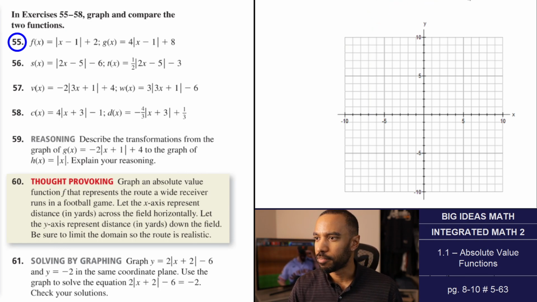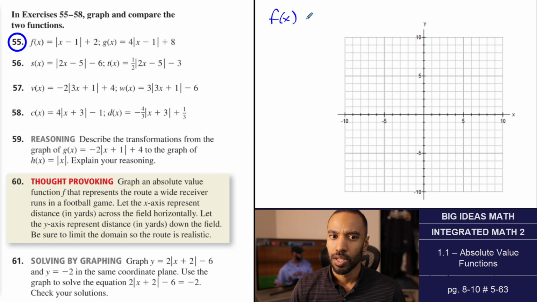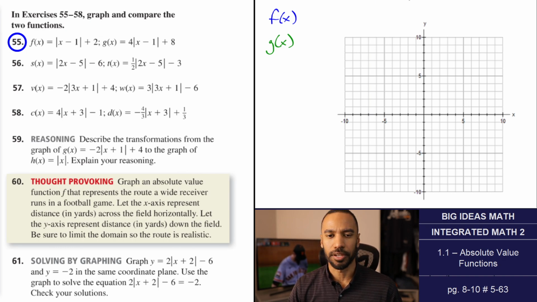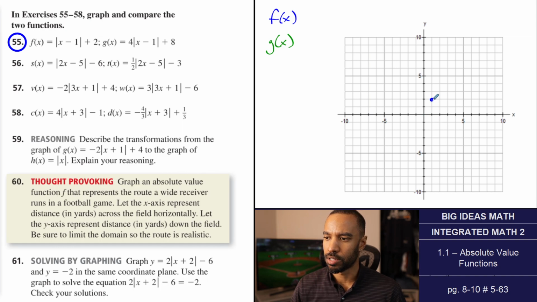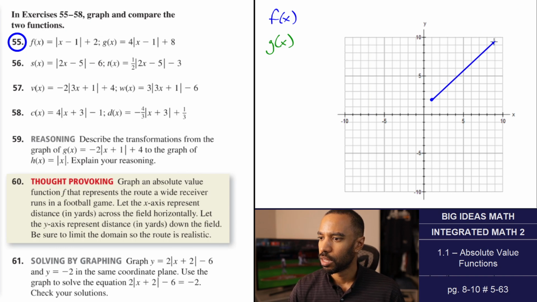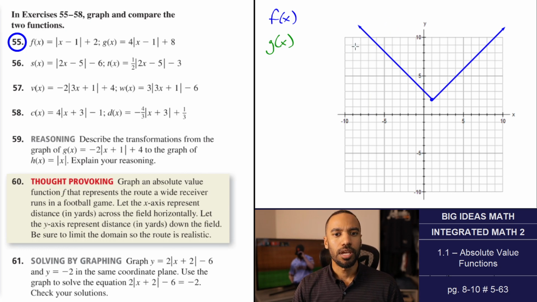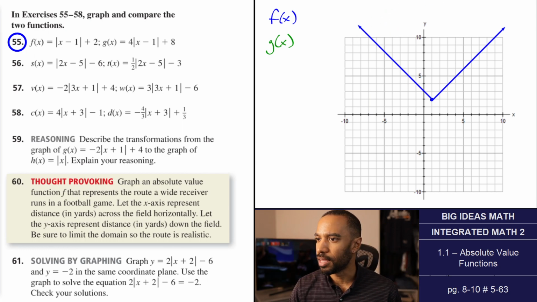Some do. All right. F of x, g of x. You can see their colors. The absolute value of x minus 1, plus 2. So 1, 2 is the vertex, and we will go up 1 over 1 like so. Okay. G of x, 1 comma 8. 1 comma 8 is the vertex, and we go up 4 over 1.